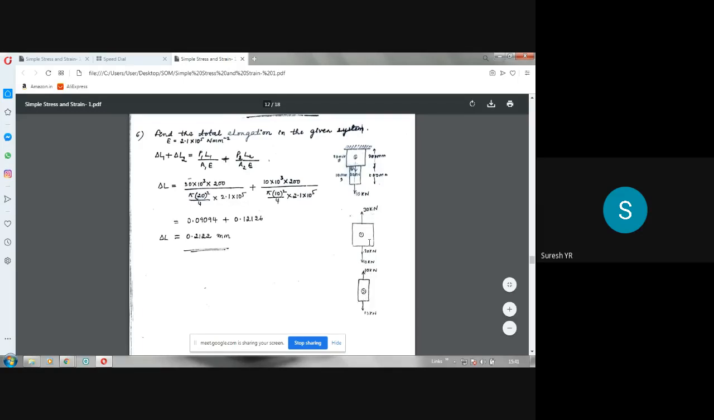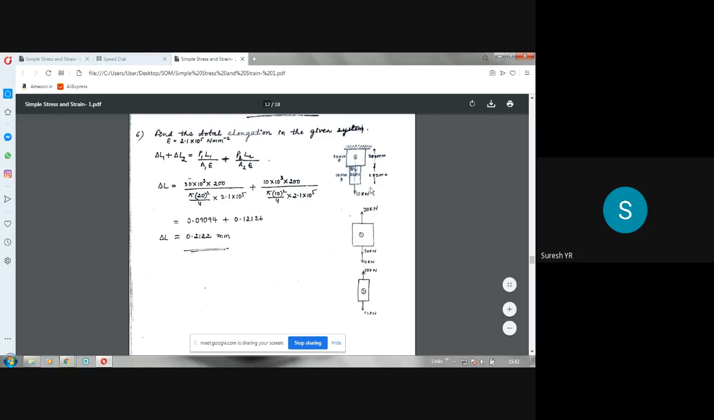For the first portion, what happens? Already this 10 kilonewton is there. To balance this 10 kilonewton, we have to apply another 10 kilonewton downwards at this junction, because that junction also should be in equilibrium. So this 10 kilonewton balances this 10. In addition to that, he has given 20 kilonewton there. That also we have to take. So that means total force acting here is 30, 20 plus 10.